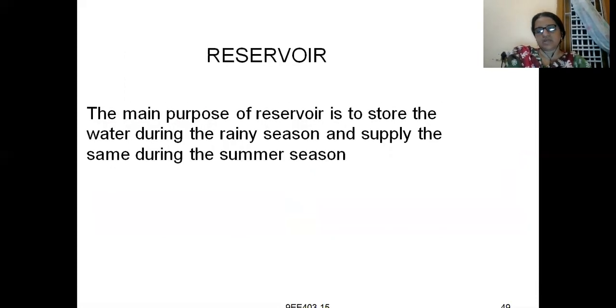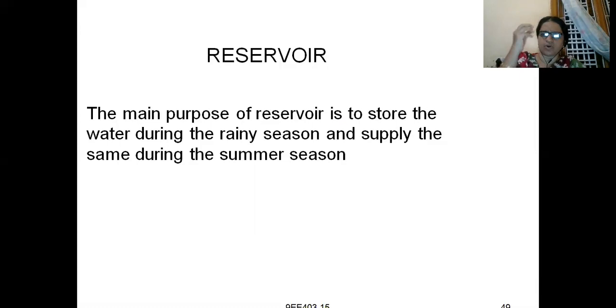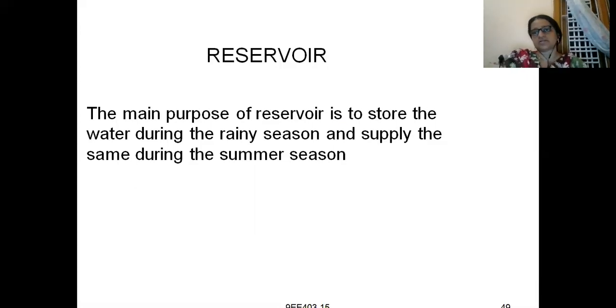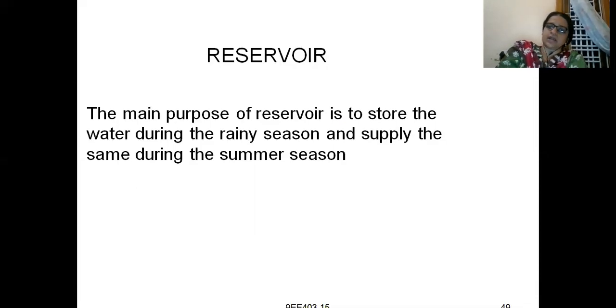Coming to each and every part of the hydroelectric power station, the first part is the reservoir. The main purpose of the reservoir is to store the water during the rainy season and supply the same during the summer season. Why a reservoir? It's just like a storage place. If you are unable to store this water, it gets wasted. The water gets drained, or it gets absorbed by the ground. If we are not constructing an artificial reservoir, the water gets wasted like that.